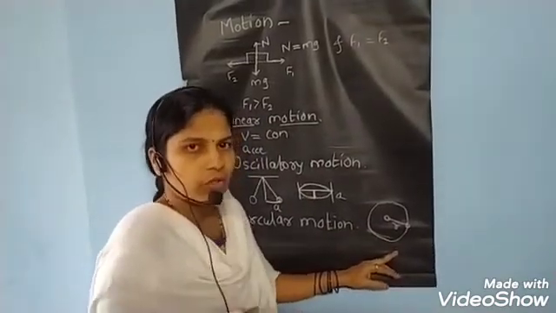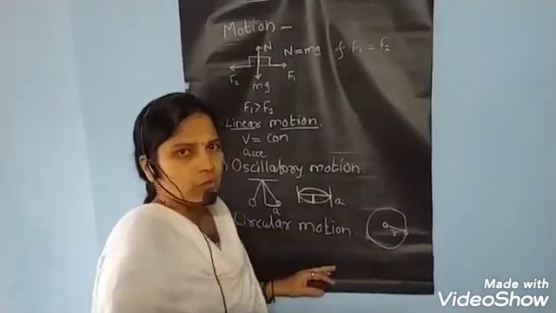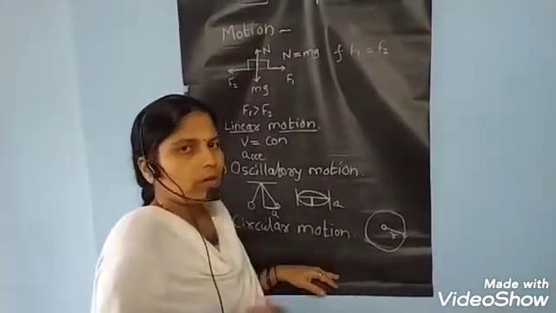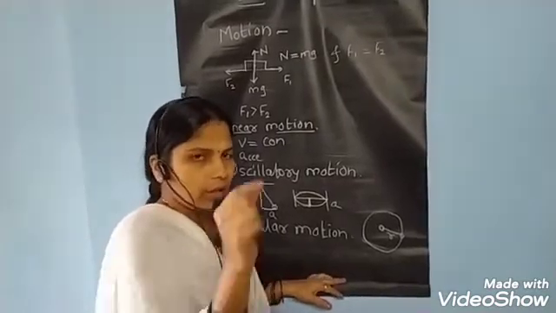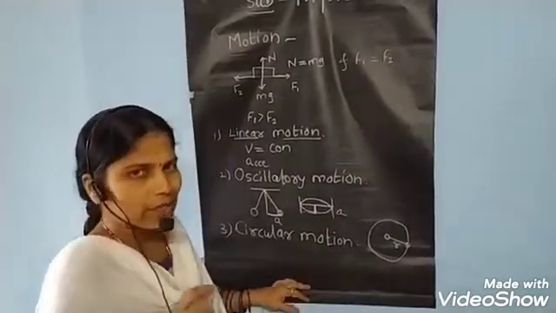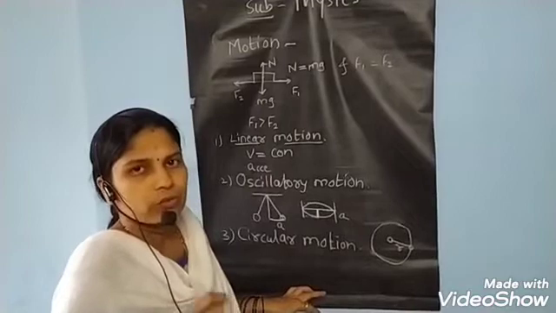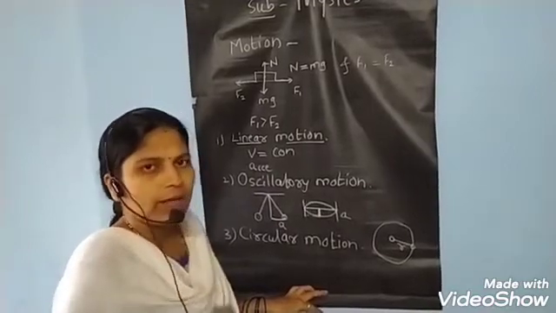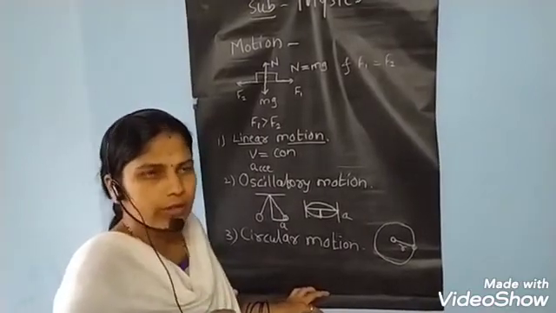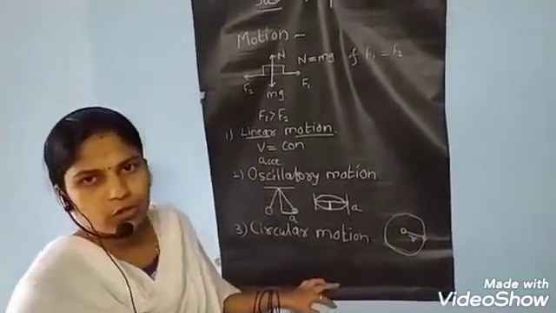Okay, if we take a stone which is tied to a string, and we whirl that stone in a vertical circle or in a horizontal circle, then the motion of that stone is also circular motion. As well as, if we take a simple pendulum which is fixed to a rigid support, and we whirl that in a horizontal or vertical circle, then the motion of that simple pendulum is also circular motion.